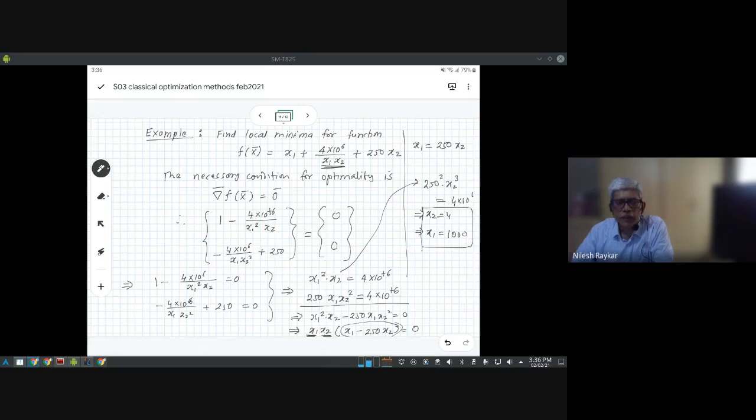That means at this particular point, the gradient is 0. In order to determine whether it's minima or maxima, we need to check the Hessian. So just calculate the Hessian matrix and tell me the value of the Hessian matrix at this particular point.